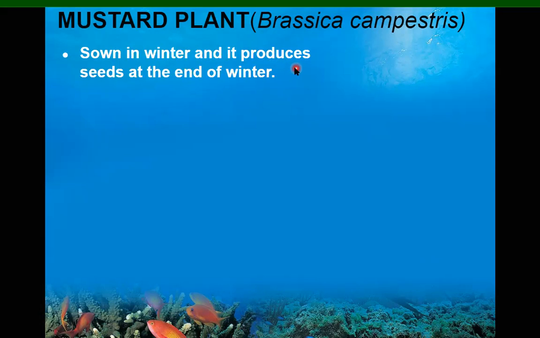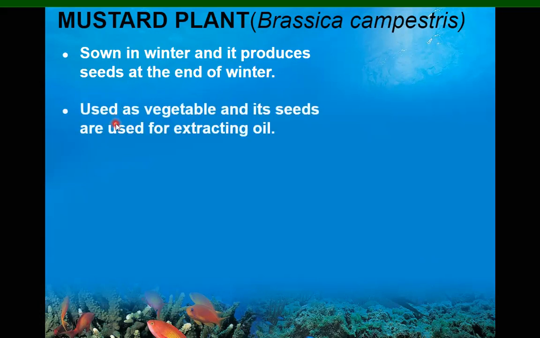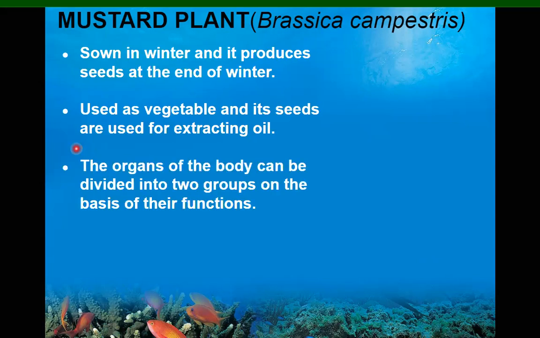These mustard plants are basically sown in winter and produce seeds at the end of the winter. They are used as vegetable, and the seeds are used for extracting oil. You must have used mustard oil at your homes for different purposes. The organs of the body can be divided into two groups on the basis of their functions.